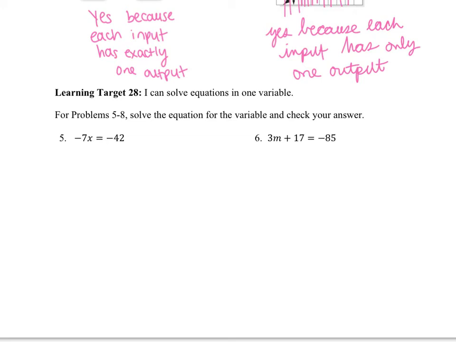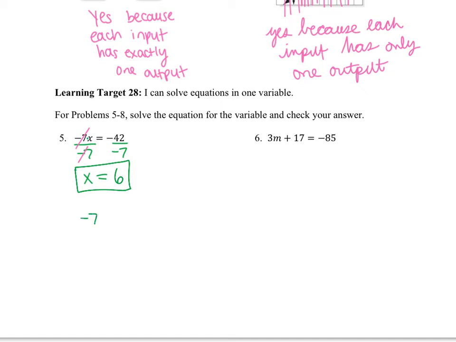All right, number 5, we have negative 7 times x is equal to negative 42. So this is just a one-step problem. We want to undo multiplication, so we're going to divide. And what is x being multiplied by? Negative 7. So we're going to divide by negative 7. So remember that negative 7 divided by negative 7 is just 1. So we're left with 1x, or just x on the left side, because they canceled out. We expected that to happen. And then negative 42 divided by negative 7. Negative divided by negative is a positive. And 42 divided by 7 is 6. So x equals 6 is our answer.